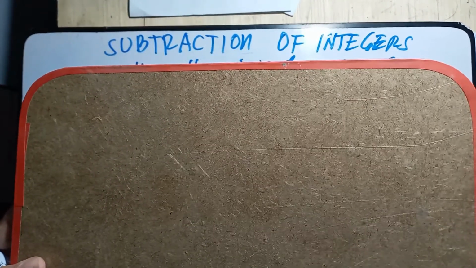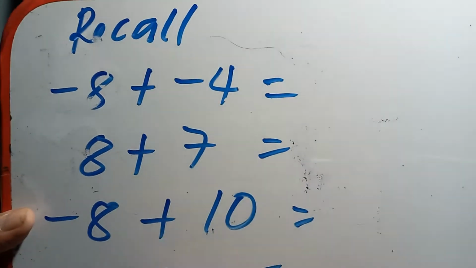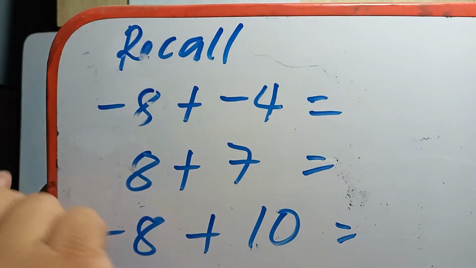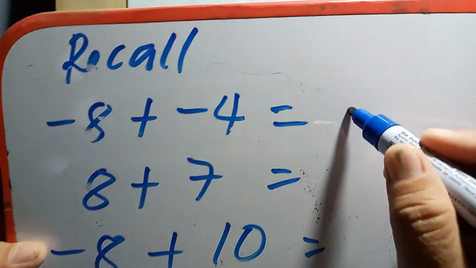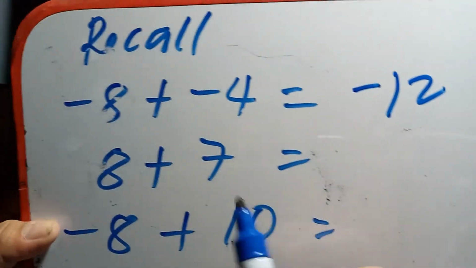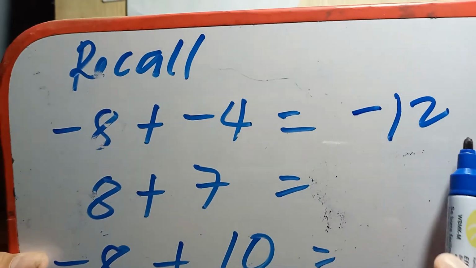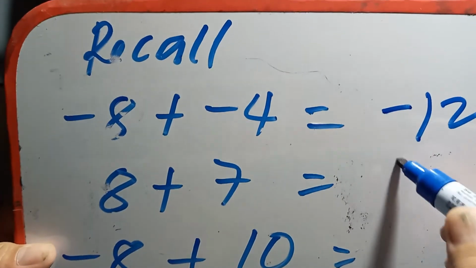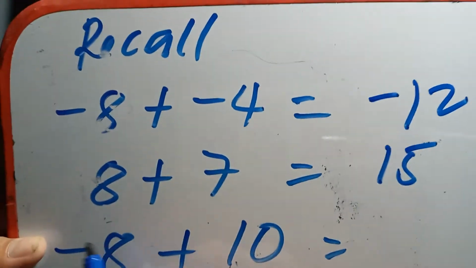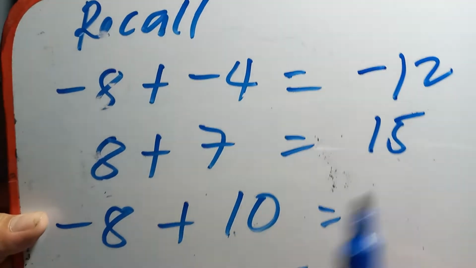Let us now subtract integers. First, let us have a recall. Recall adding integers having the same sign. So, that is negative 12. Negative 12 is the same sign. Add their absolute values, get their common sign. 8 plus 7 is 15. The common sign is positive. So, that is positive 15.